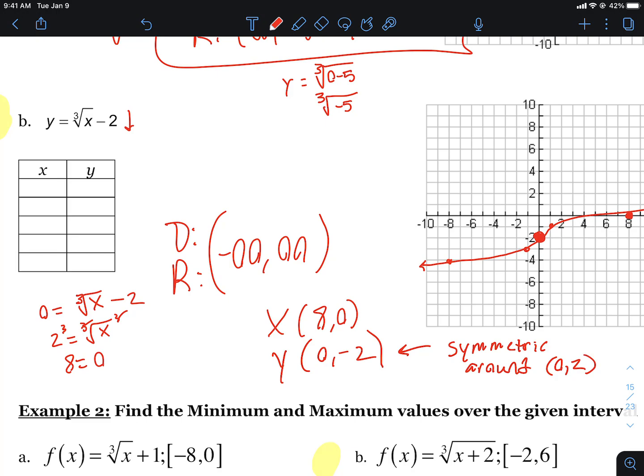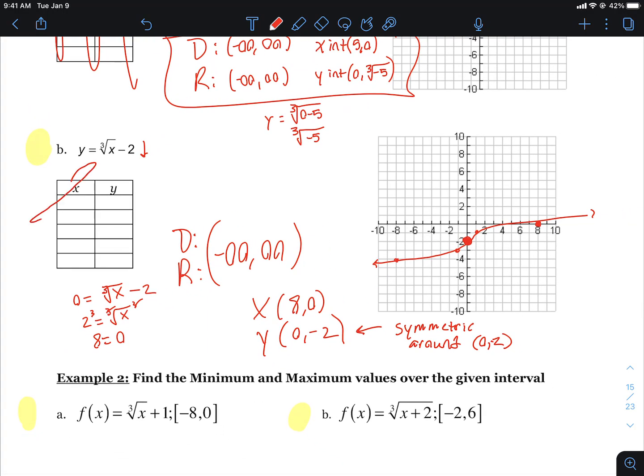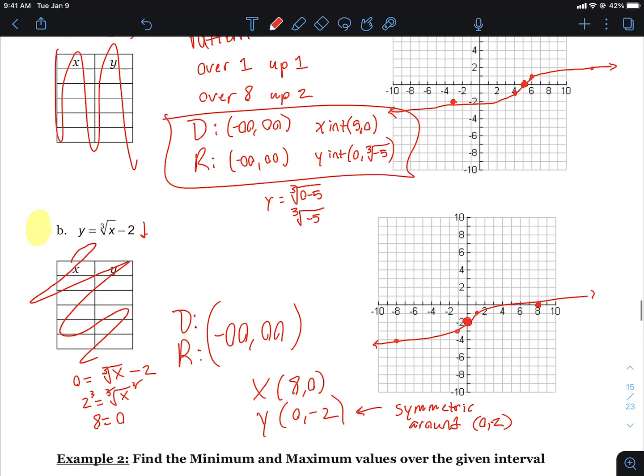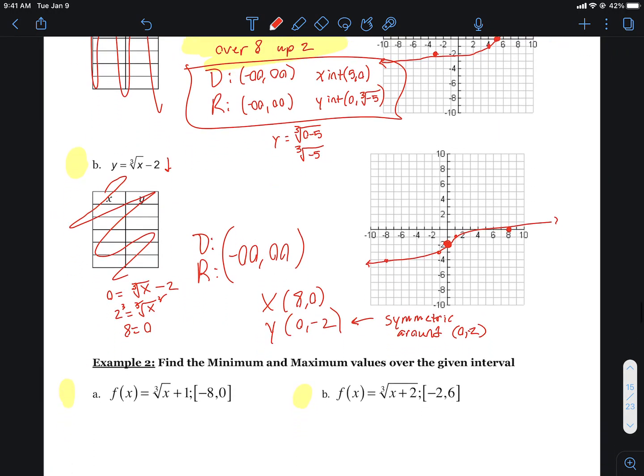Oh, my negative. Let's get that in there better. Well, of course I didn't leave myself enough room. There we go. So anyways, that's that. I would not worry about the table. Know your pattern. Your pattern is going to be the big thing. And here in a minute we'll do some vertical stretches of those. But that's it there on those.